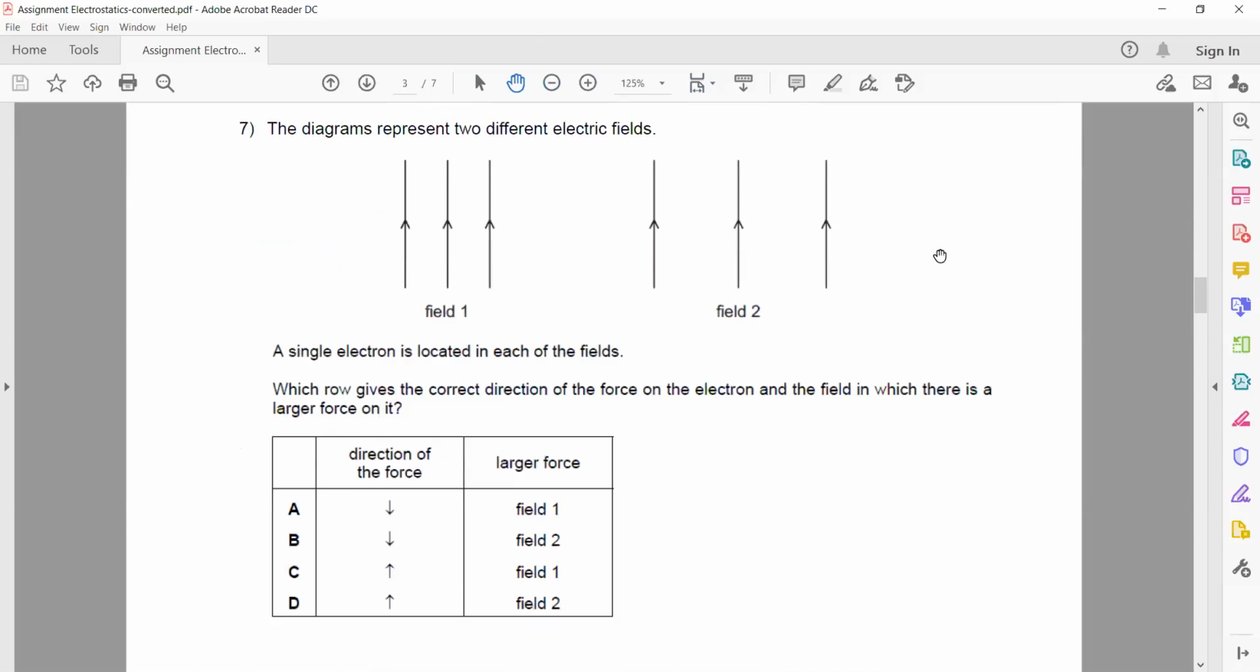The diagram represents two different electric fields. A single electron is located in each field. Which row gives the direction of the force on the electron and the field in which there is a larger force? Direction of the force means the direction in which the electron moves. Keep in mind an electron is a negative charge, so negative charges will always move opposite to the direction of the electric field. And which field is stronger? Let's write A as the correct answer. The electron will move downward in both fields, but in field 1 it will experience a stronger force compared to field 2.